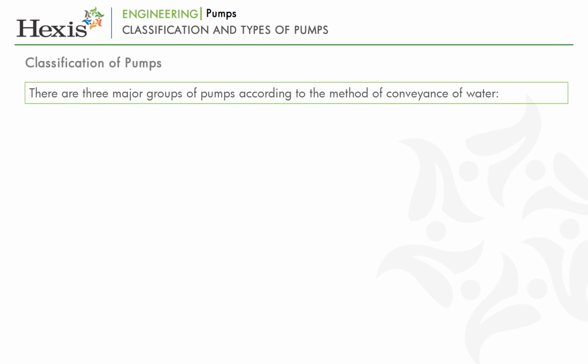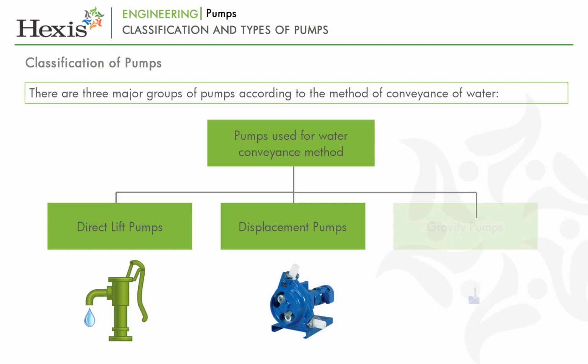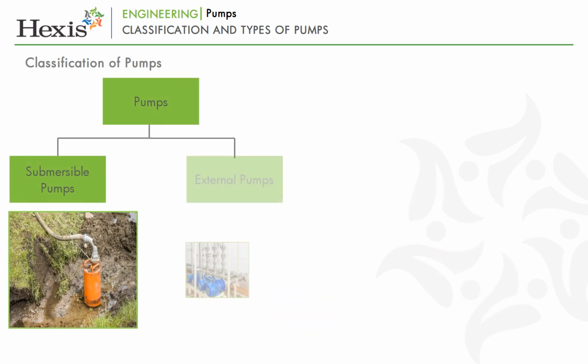Since there are many different types of pumps that are used in various ways, methods, and for various uses, the classification and types of pumps can be quite extensive and is beyond the scope of this module. Therefore, we will take a look at the basic classification here on a need-to-know basis only. Basically, there are three major groups of pumps according to the method of conveyance of water: direct lift, displacement, and gravity pumps. Pumps can be submersible or external.